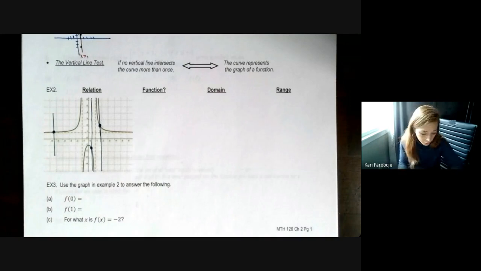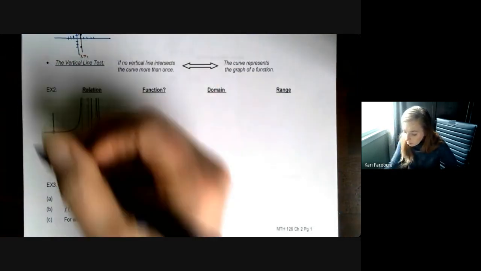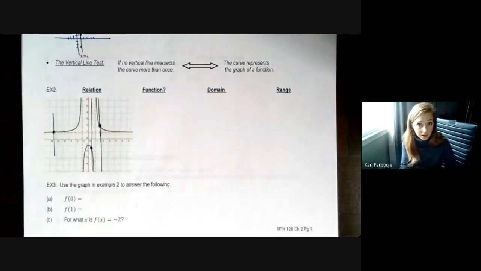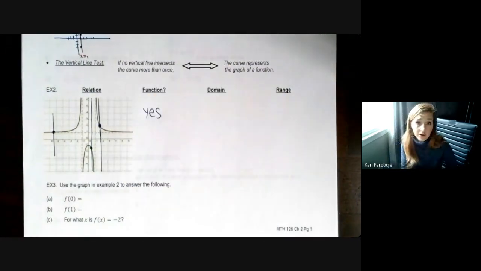So what you're looking for with the vertical line test is what might happen if I had something graphed maybe above this or something below here where I would actually hit the graph twice. There's no way that that's going to happen here. You're only going to hit the graph once. So we would say that yes, it is a function. You're never going to intersect that graph more than one time.